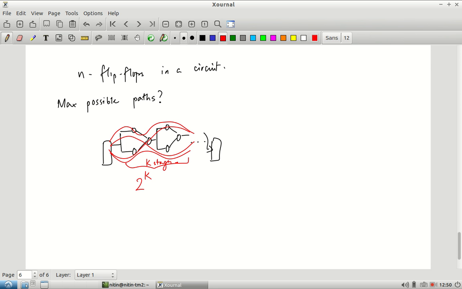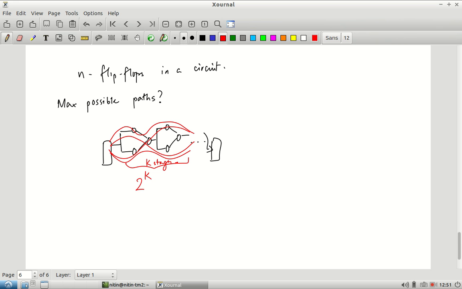But anything which grows as a constant power n is an exponential growth. It is considered intractable, meaning that with the way computing power grows, it will not be possible to really catch up with it and handle large circuits in a reasonable amount of time. This is an example where, very trivially, we can see that the number of such paths can grow exponentially. So enumerating all possible paths is impractical, right?